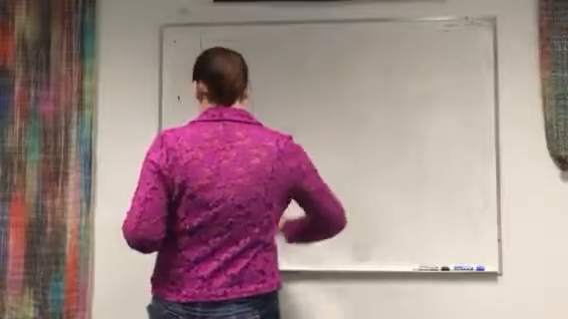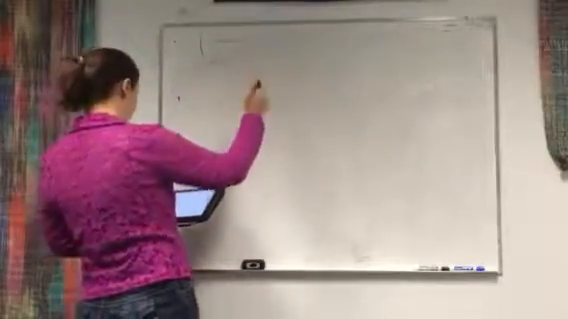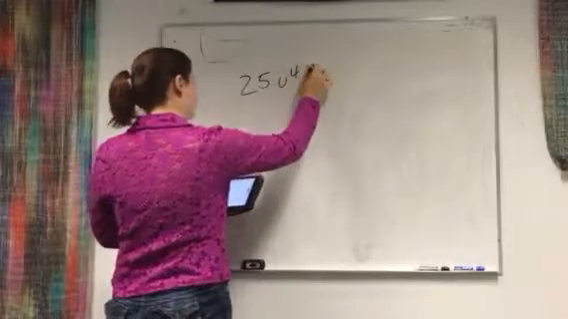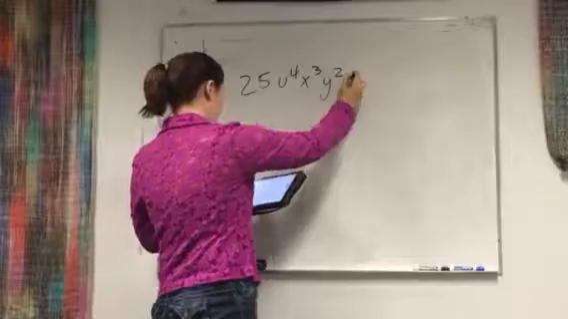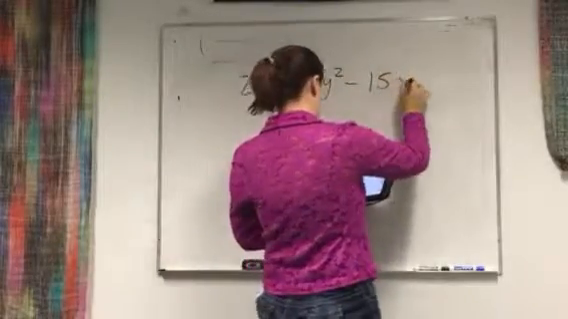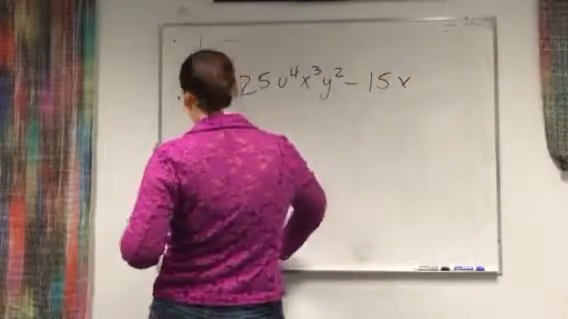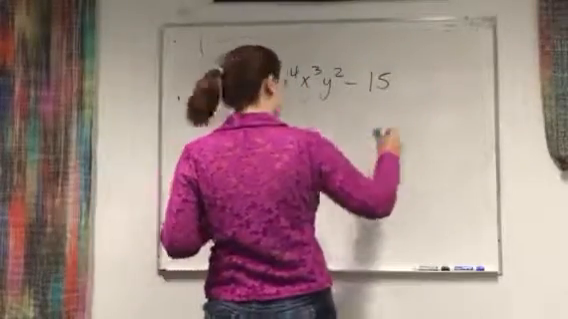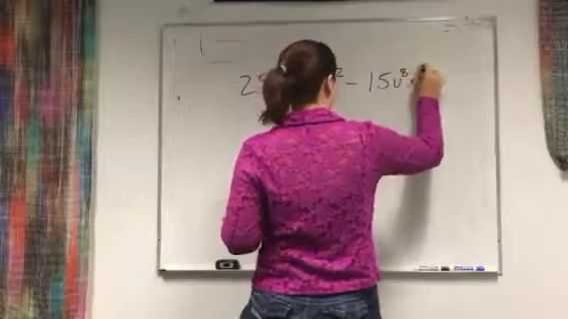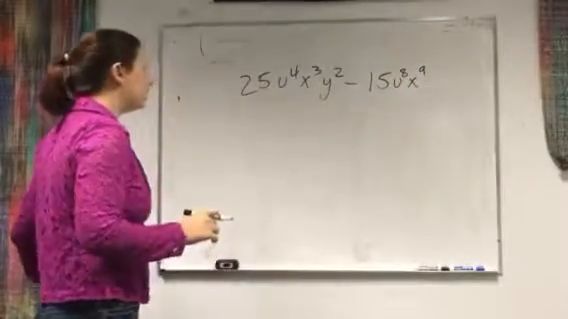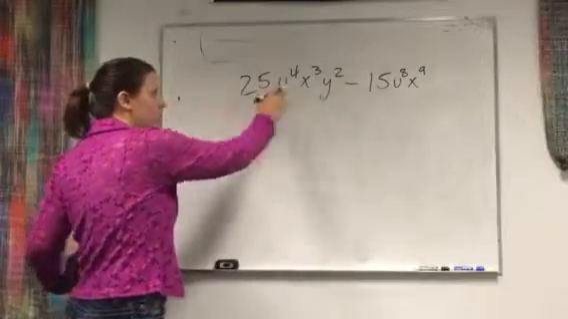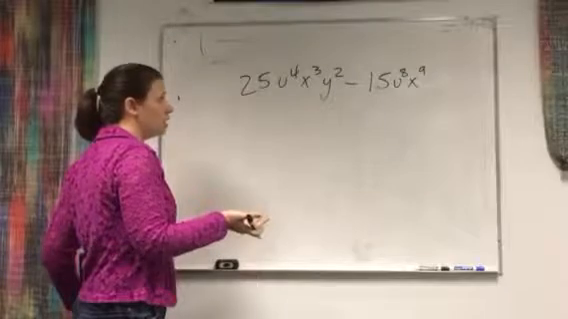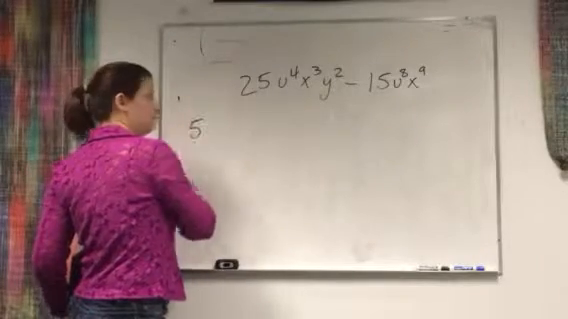The next version is where we have a little bit more to it. So if we have a problem like 25u to the fourth x cubed y squared minus 15u to the eighth x to the ninth. So again, look for commonalities. 25 and 15, always start with the number. So 25 and 15, well, they both have a 5 in common, right?